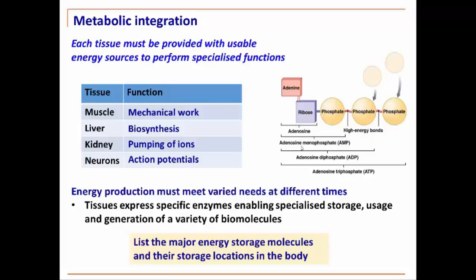And obviously the most obvious one is, of course, glycogen. So the glycogen is lots of glucoses joined together, and we have two places that we store that. We have stored in our skeletal muscle.